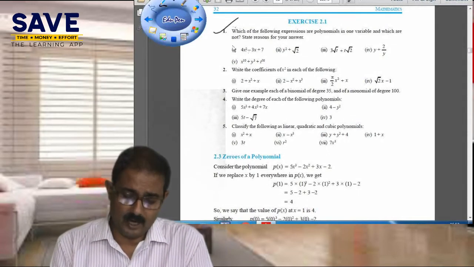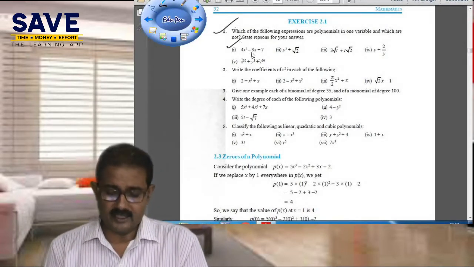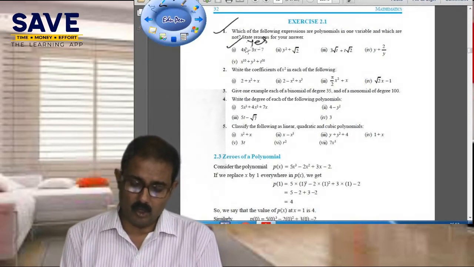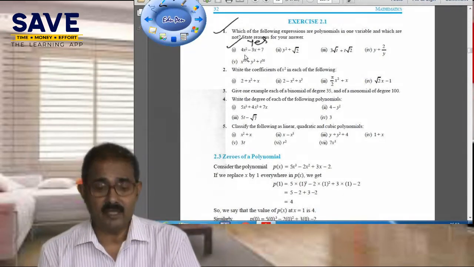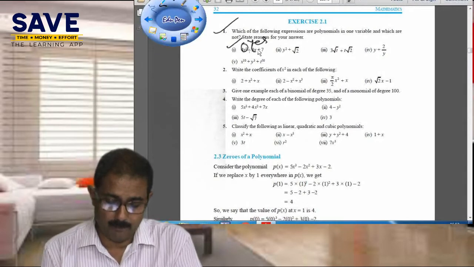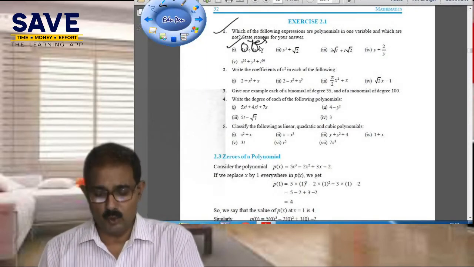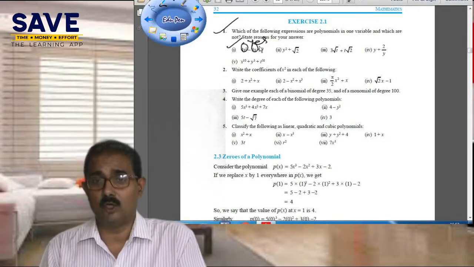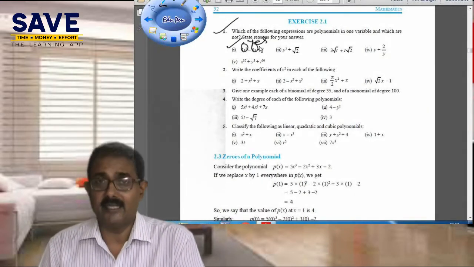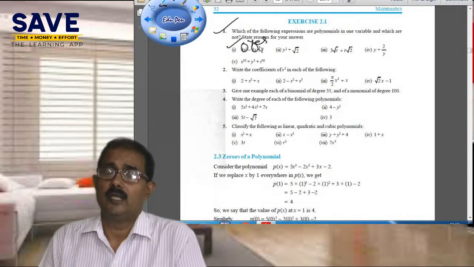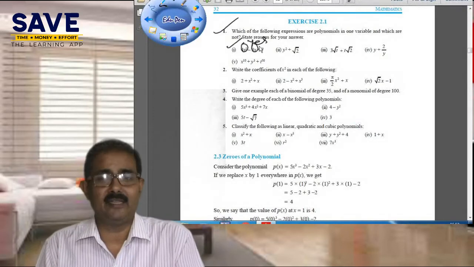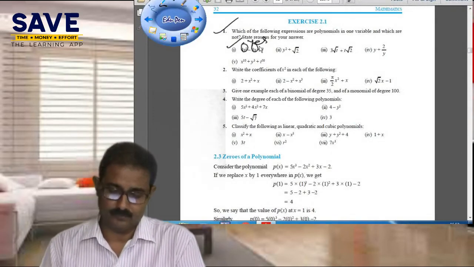Now the first part is 4x square minus 3x plus 7. Yes, it is a polynomial because the powers of the variable are whole numbers. The power of x is 2 in the first term, the power of x is 1 in the second term, and the last is a constant term. They are not fractions or negative.